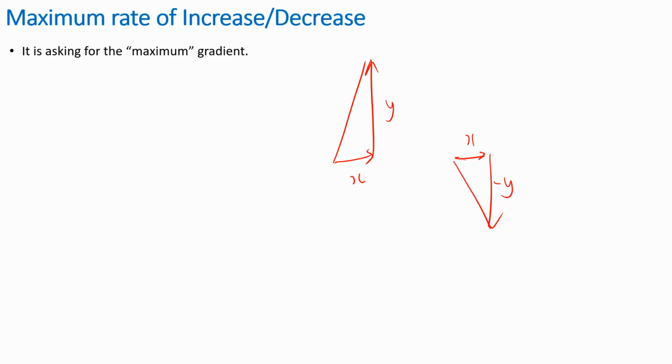Now, that, in general, we call that the change in y over the change in x, or hence change in y and change in x. So really, it's the derivative. So when you're actually saying rate of increase, you're really just saying the gradient. So when they say find the maximum rate of increase, they're really just saying find the maximum gradient.